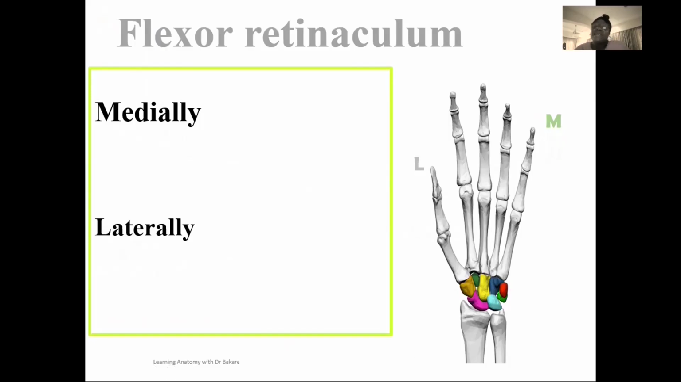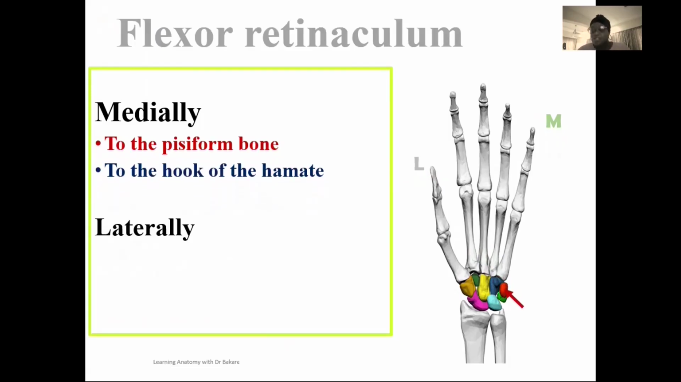So on the medial side, we have the flexor retinaculum attached to the pisiform bone. This is where we have the pisiform bone arrowed in red. It is also attached to the hook of hamate, and this is where we have the hook of hamate arrowed in blue. So you see that these two carpal bones are located around the medial side of the carpal region.